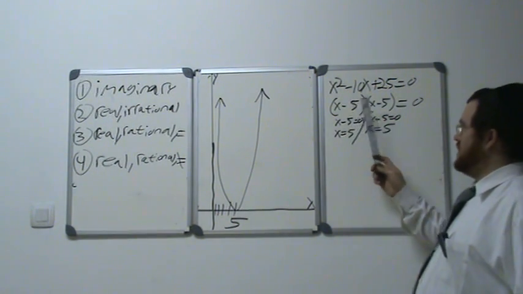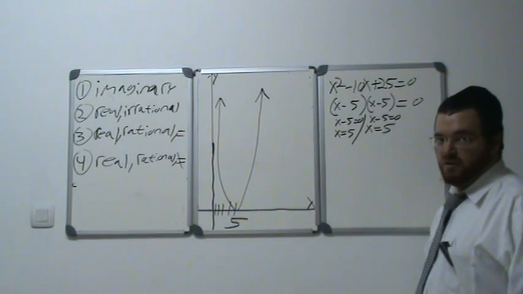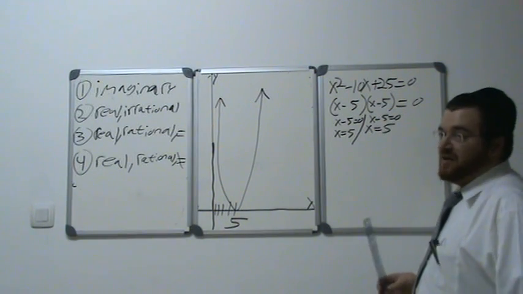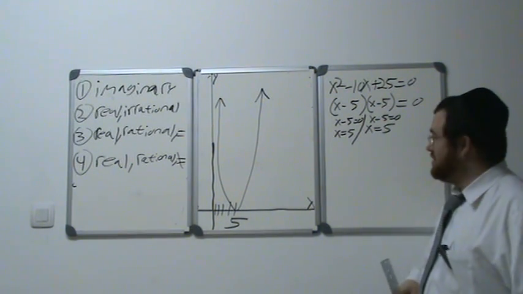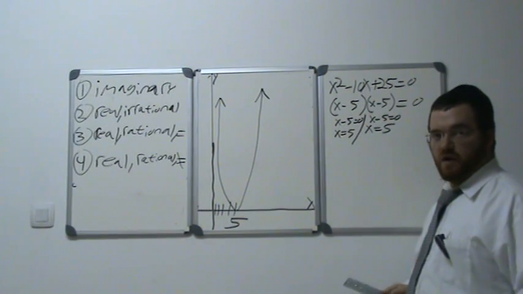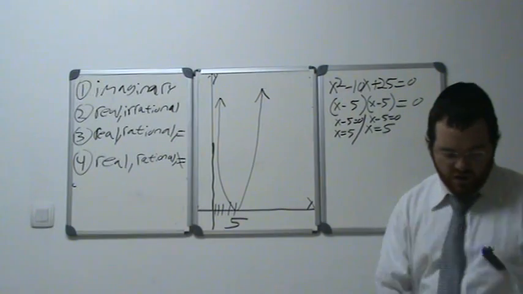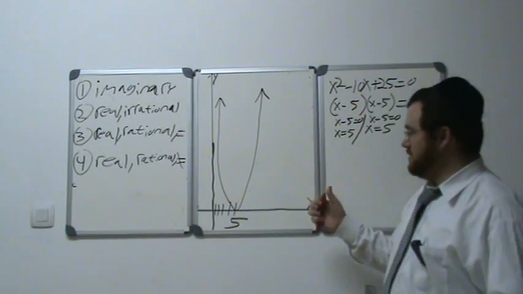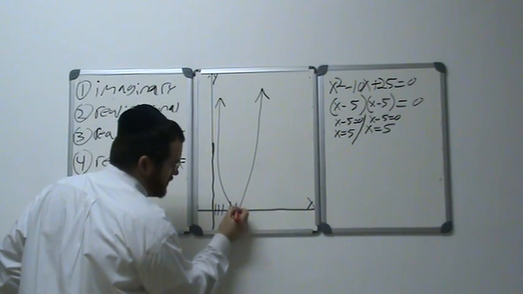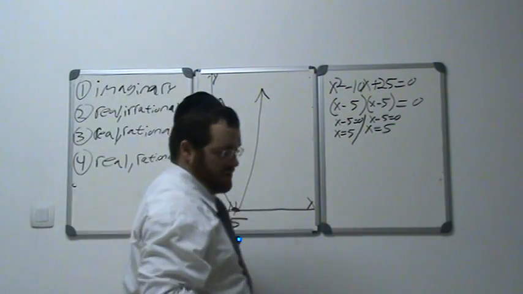So either one of these two has to equal 0. Either x minus 5 is equal to 0, or x minus 5 is equal to 0. Well, if one of them is equal to 0, the other one is also. So if x minus 5 is equal to 0, then x is equal to 5. So both of these roots are the same. This is a quadratic equation. If you see, I wrote it over here. And this spot over here, where x is equal to 5, that's where the quadratic equation goes up.